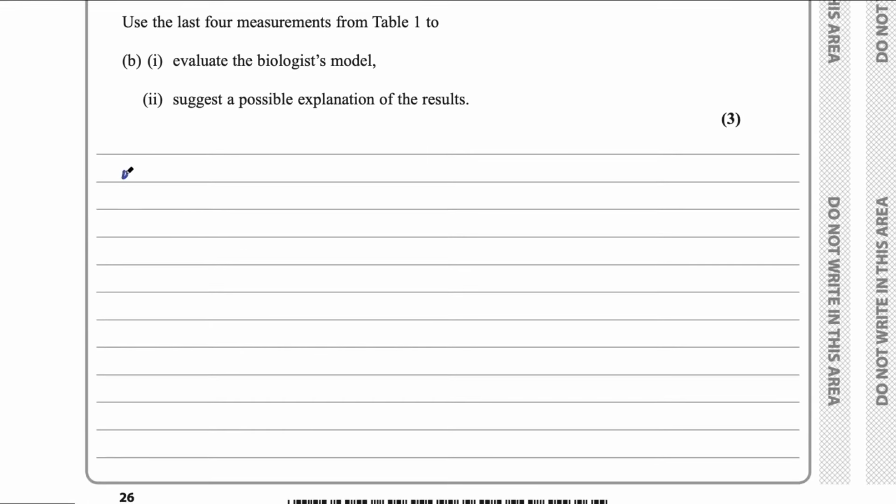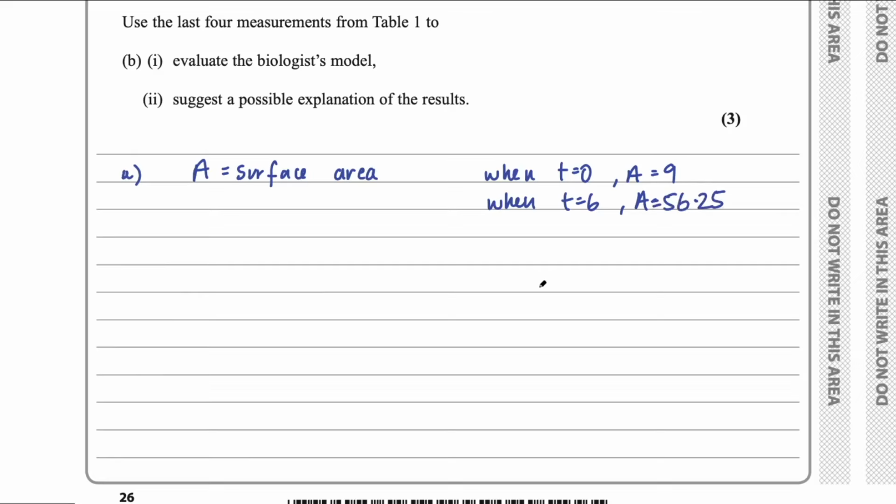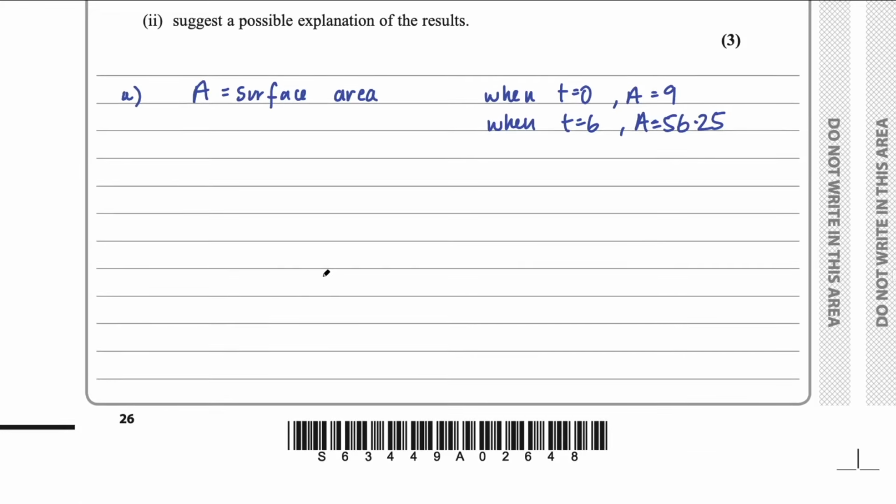Now there is a little trick to this that actually shows up quite a bit in A-level exams, and I'll show you how to do this. And also there is a question similar to this in the specimen papers that I've been through as well. So firstly, let's state a few things. Let's say A is equal to the surface area covered by the mold, and we're also told when t equals 0 days, the area is 9 centimeters squared, and when t equals 6, A equals 56.25 centimeters squared.